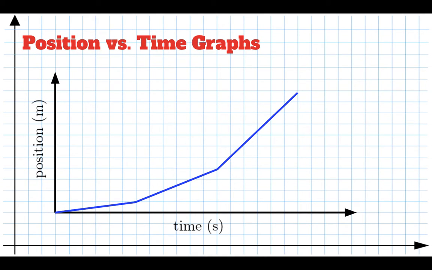Now, what would happen if your position versus time graph looked like this? Here, you have a small slope.